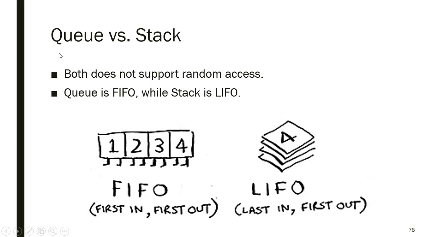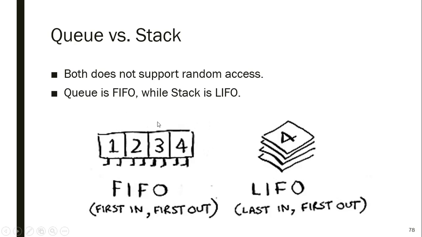If you compare both queue and stack, there is a common thing: both don't support random access, because you can insert at this end, or you can read and delete from this end.